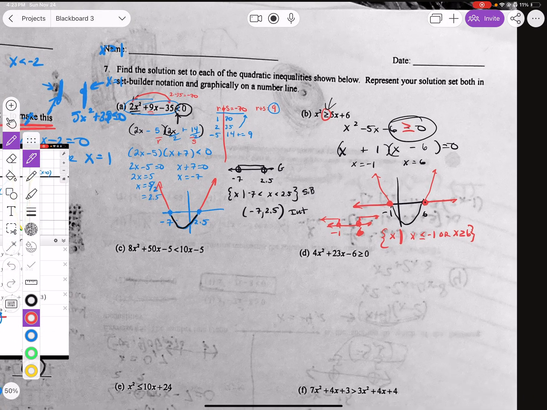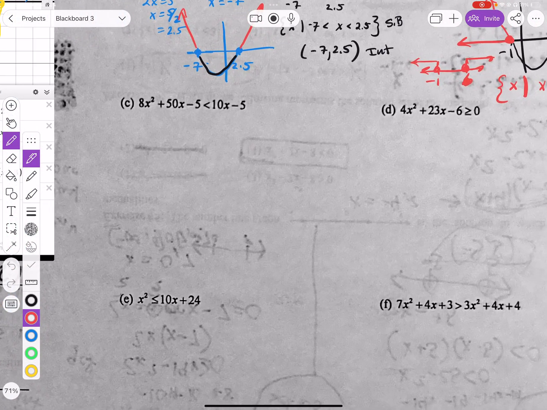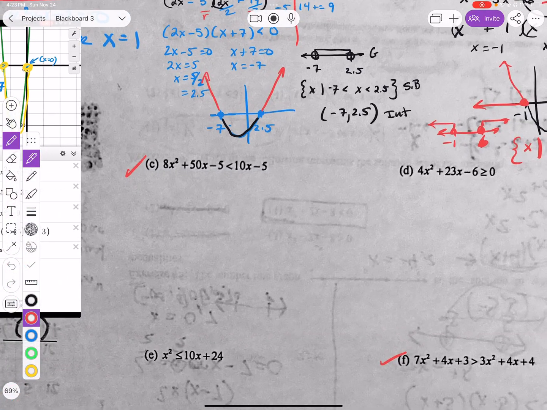That's not too bad. You get the idea, I hope. I'll do one of these big ones. I'll do C, and I'll do F here. I'll leave the other two to you.